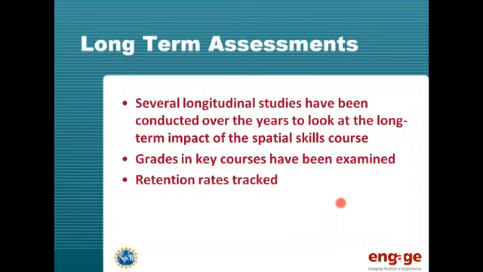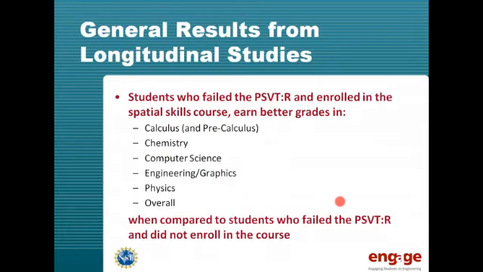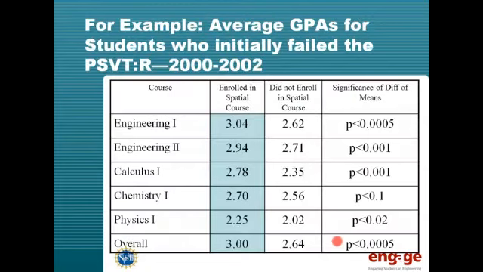We've done several longitudinal studies to look at the long-term impact of this course, and the types of things we've looked at are grades and retention rates. For students who failed the Purdue test and then went on to enroll in the spatial skills course, what we have found is that they earned better grades in a variety of courses listed here: calculus as well as pre-calculus, chemistry, computer science, engineering and graphics, physics, and that their overall GPA is higher when compared to students who failed the Purdue test but did not enroll in the course.